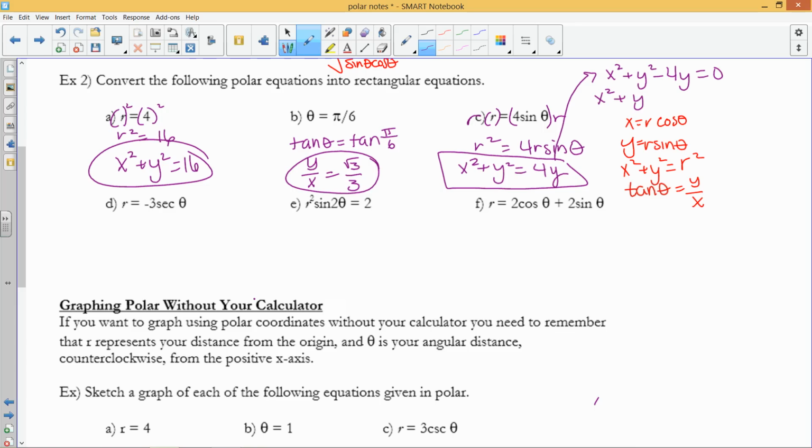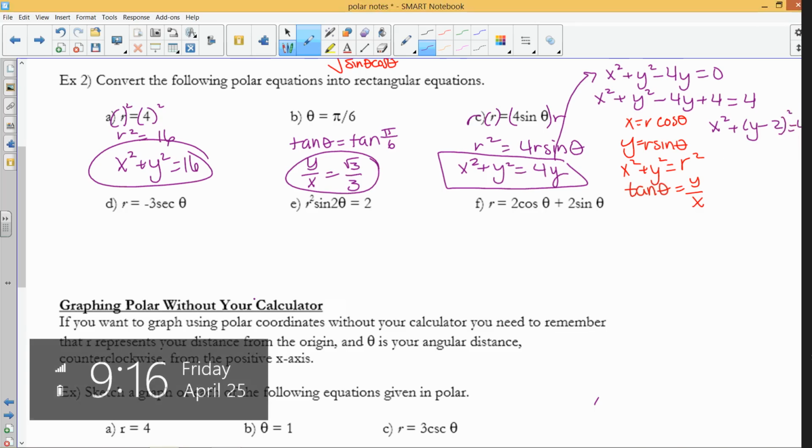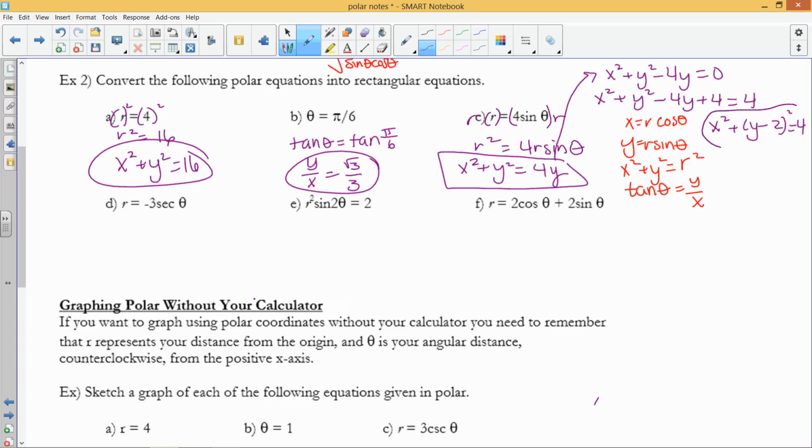Complete the square, so minus 4y plus 4 equals 4, add 4 to both sides. X squared plus y minus 2 squared equals 4. And now this is rather obviously a circle whose center is 0, 2.